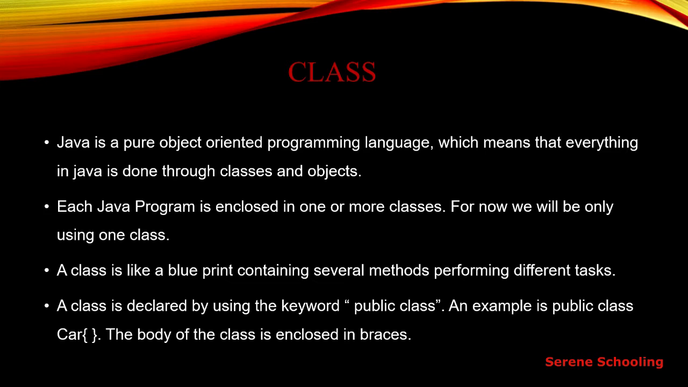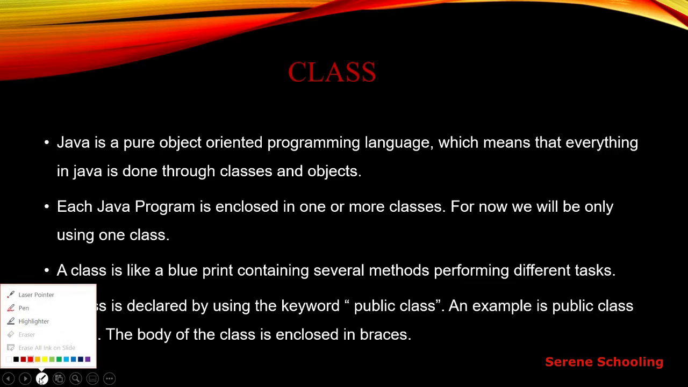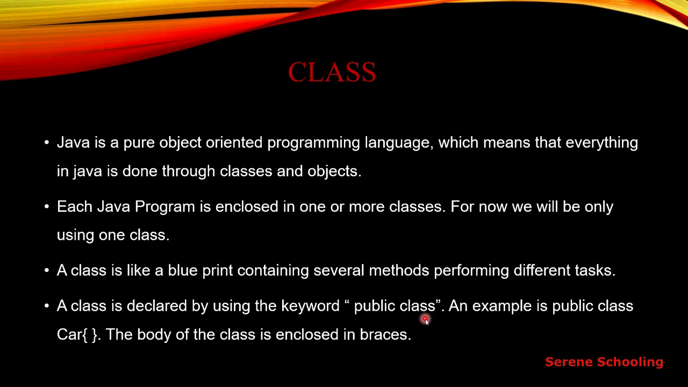A class is declared by using this keyword, as it is written right over here, the public class keyword. That's what we will use to declare a class. An example is being given here. The whole body of the class is enclosed in braces. That's also one of the most important things about programming. We will deal with this further on.